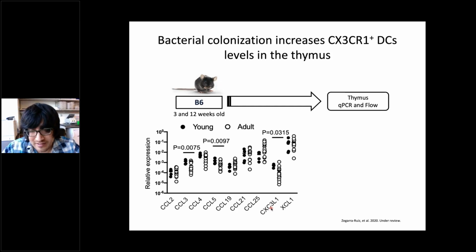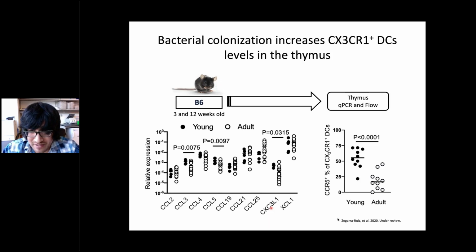We then analyzed any change in the CX3CR1 positive dendritic cells in the gut of young versus adult mice. And what we found, after testing several chemokine receptors, is that the most significant decrease as mice age is a loss of the CCR5 positive CX3CR1 dendritic cells. And this correlates nicely with a loss of also the CCR5 ligands, CCL3 and CCL5.